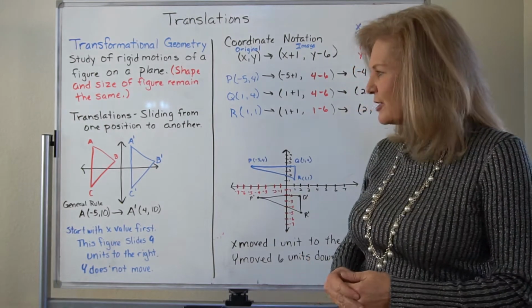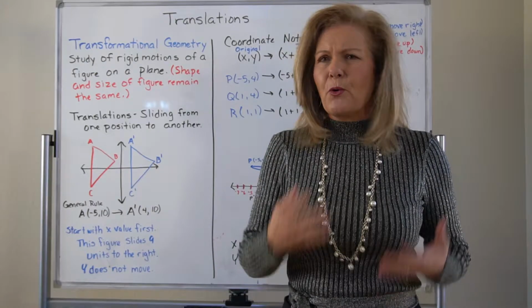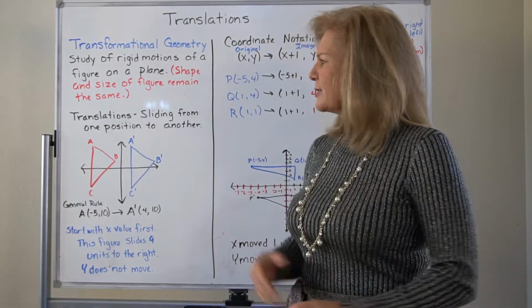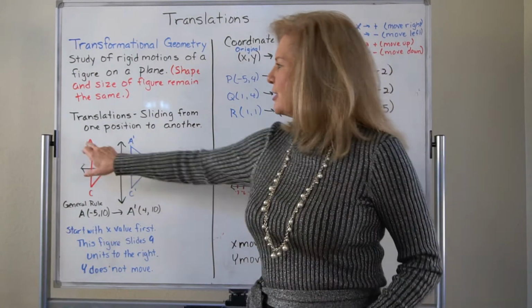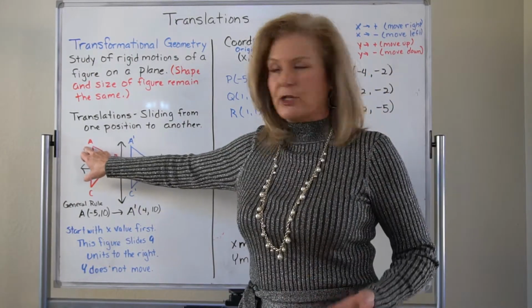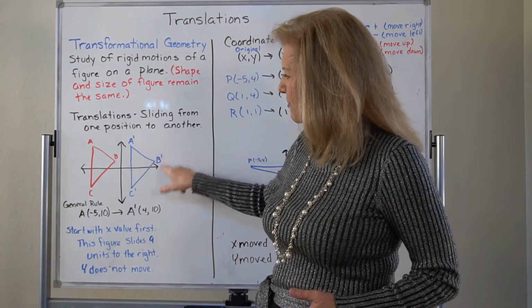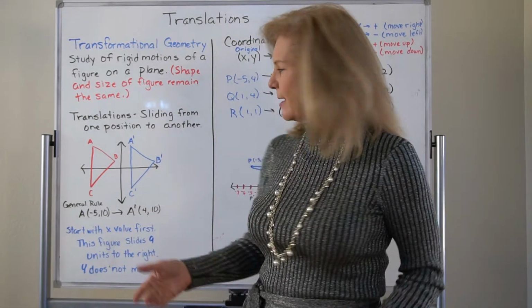Now, translations go from one position to another, so we need to know what was the original polygon and what was the moved one. So what we do is we do what is called prime notation. So this is my original A, B, and C. But then I see these little tick marks. Those tick marks mean those are the moved position.